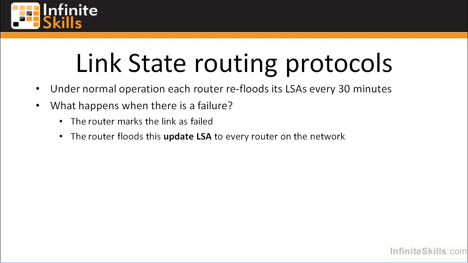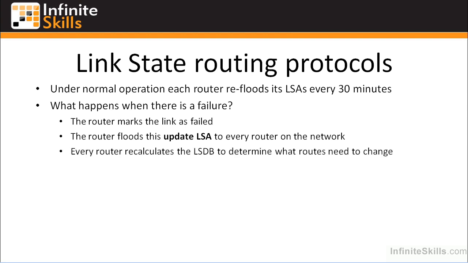Once that LSA floods throughout the entire network, as it did when the router first started up, every router recalculates its local copy of the link state database to determine what routes actually need to change. The router says it's a slower link, I don't really want to use it, but as of right now, it is the lowest cost route to the destination network. Once it's done this, any changed routes are installed in the routing table, just like when the router first started up.